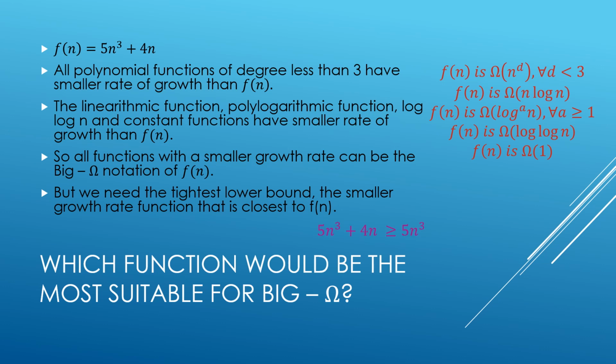We know that 5n cubed plus 4n is always greater than or equal to 5n cubed. From here we write F(n) is omega of n cubed, and this is the best answer of all that we have written. All statements in red are correct, but when somebody asks you for omega notation, that person is expecting you to give a function that is closest to his function but slower in rate. So the answer in purple is the best answer.